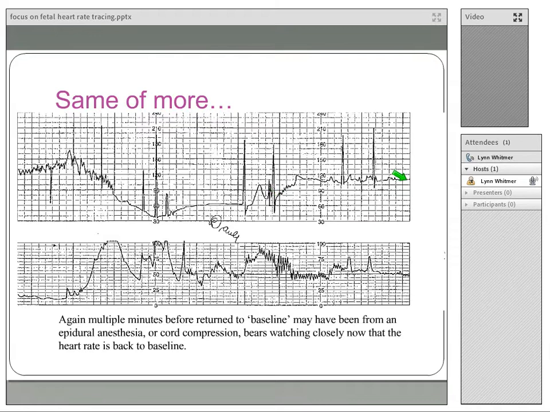So very scary. What happened here? Couldn't tell you, but I presume again that it might be epidural. I'm sorry, mother became hypotensive, which led to some hypoxia for the baby. And once we got her blood pressure back up, then the baby's baseline came back up.